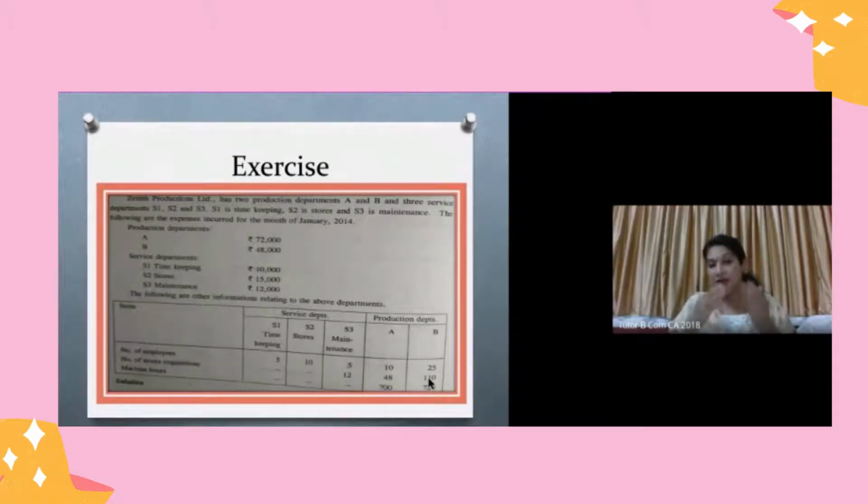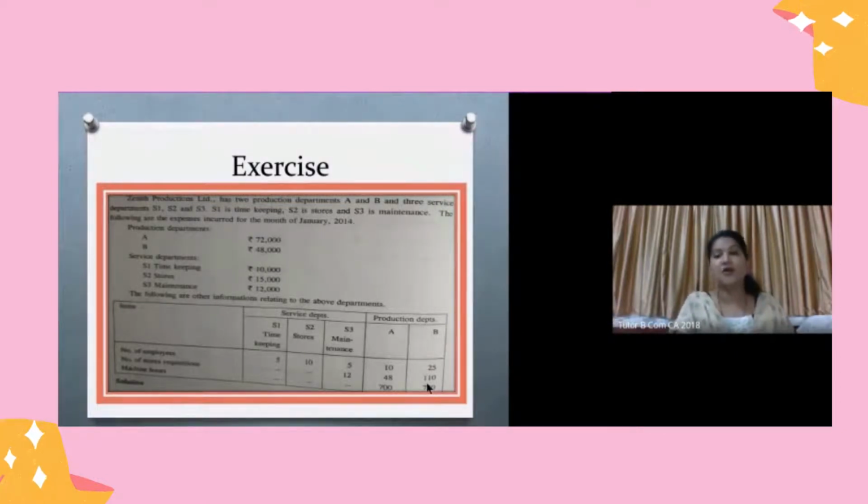So initially we will take the first one, timekeeping. We share it with the rest of the service departments S2, S3, and production departments A and B. Then we go with the stores. It will be shared with S3, and then production departments A and B. Then we have the final one. Along with the other expenses of S1 and S2 shared, the S3 expenses will be shared between A and B. That's why we say that it happens in the form of steps.